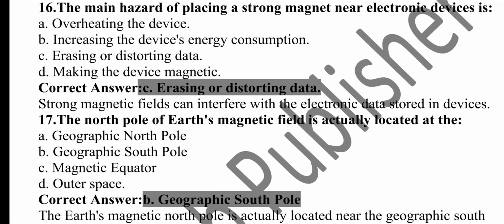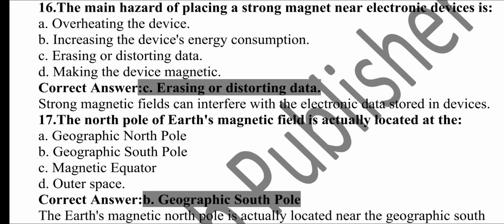Question number 16. The main hazard of placing a strong magnet near an electronic device is: option A, overheating the device. Option B, increasing the device's energy consumption. Option C, erasing or distorting data. Option D, making the device magnetic. So the correct option is C, erasing or distorting data. Strong magnetic fields can interfere with the electronic data stored in devices.